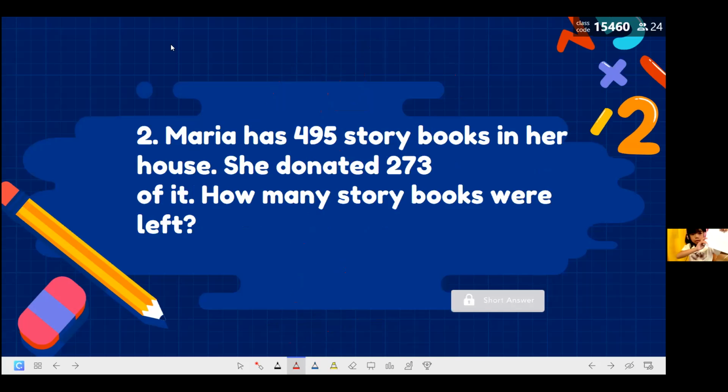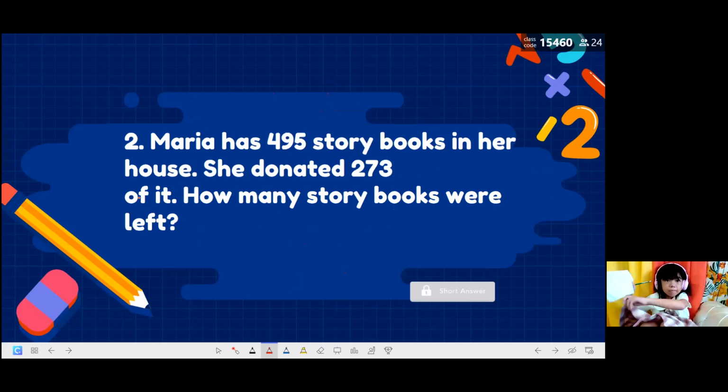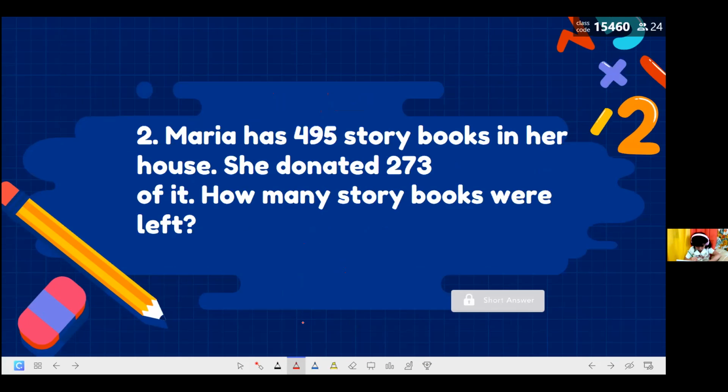Number 2, Maria has 495 storybooks in her house. She donated 273 of it. How many storybooks were left? So let's have 495 minus 273.